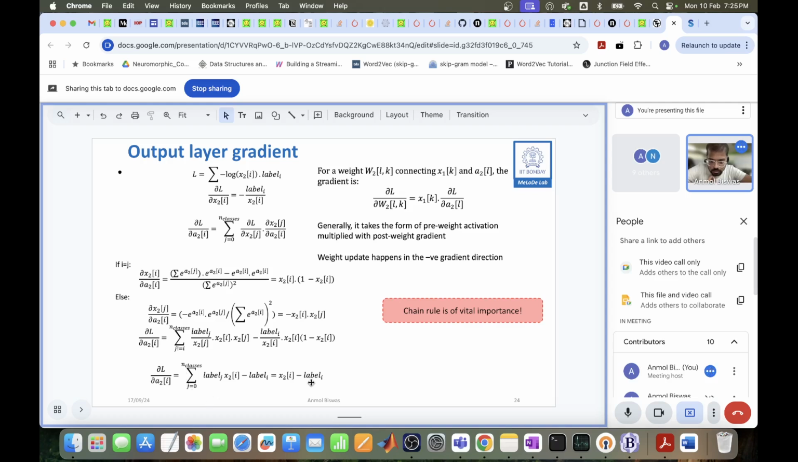And here, this summation of label j times x to I. So here is the final trick. Basically, you are summing over label j and you're multiplying by x to I, right? So I is not changing, so you can take the x to I outside of the summation, and then you are just summing over label j, and you know that the sum over label j is always going to be 1. So you sum it over, you get 1. Finally, you are left with x to I minus label I, right?